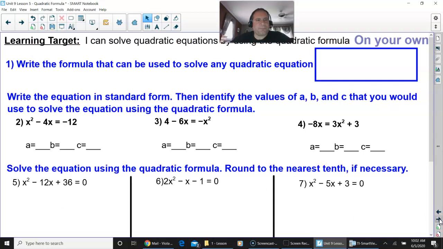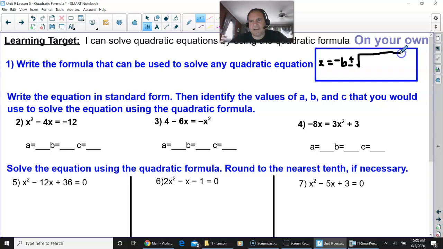All right. So the next page says write the formula that can be used to solve any quadratic equation. You got to put the formula right here. So what we're asking you to do is to actually memorize that formula. So it always starts with an x. X equals. Let's see if I get it. Continues on with a negative b. The plus or minus. The square root.